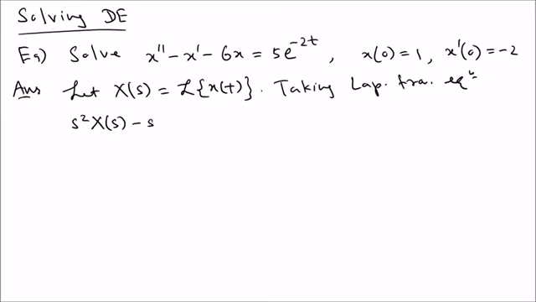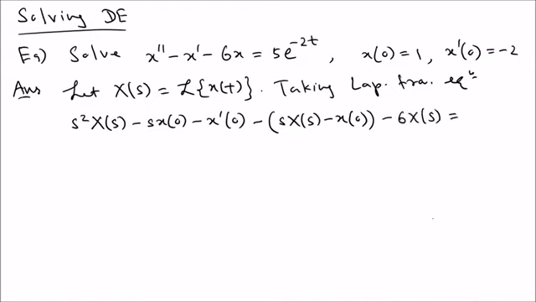Taking the Laplace transform of the equation, you're going to get s squared X(s) minus s x(0), these are the small ones, minus x prime(0). That's the first term. The second term has a minus sign, so let's plug in here: s X(s) minus x(0). It's a good idea to write this out to avoid errors. And then minus 6X(s) equal the Laplace transform of that term, which is 5, and it's an exponential function, so it is 5 over s plus 2. So that's what you get.